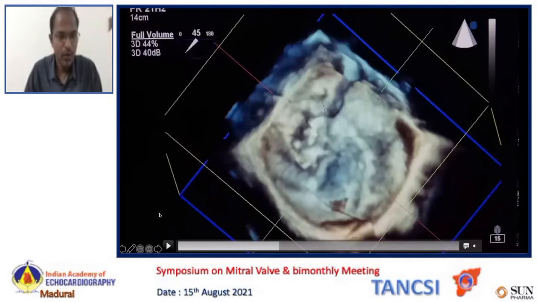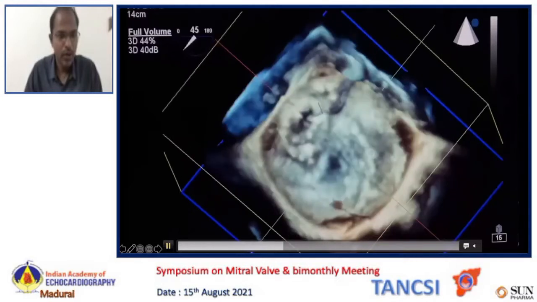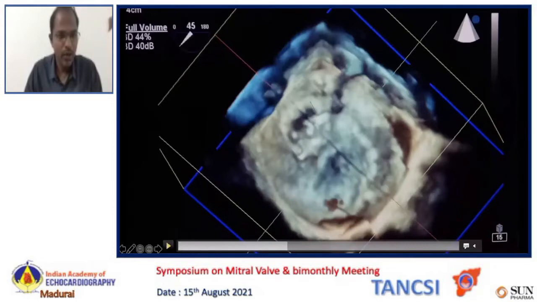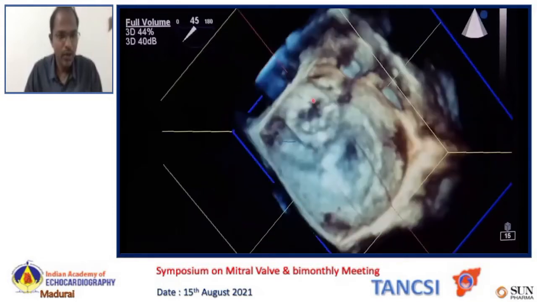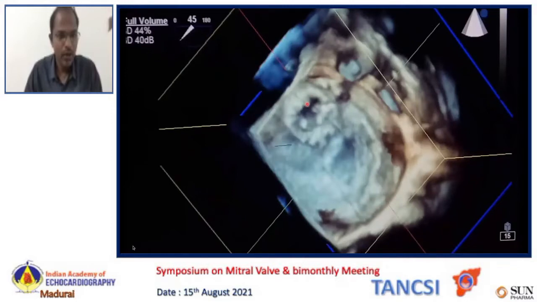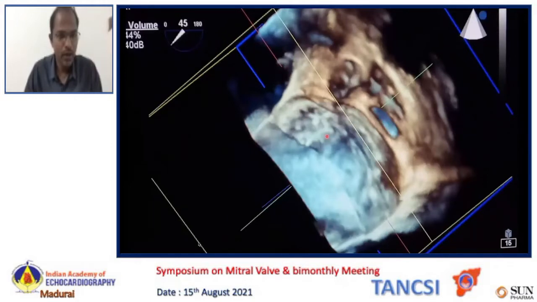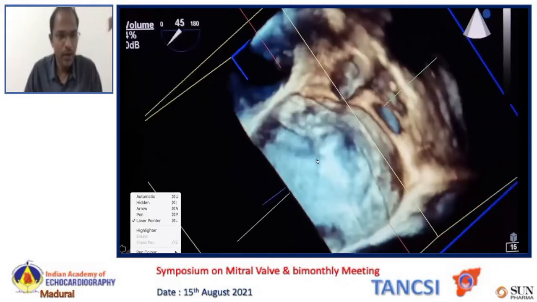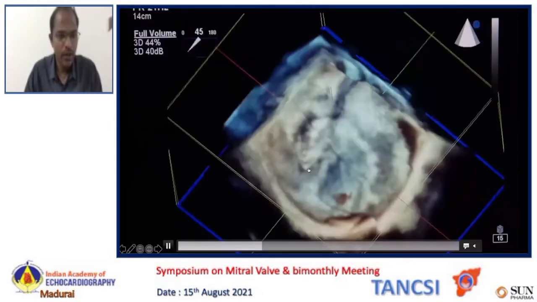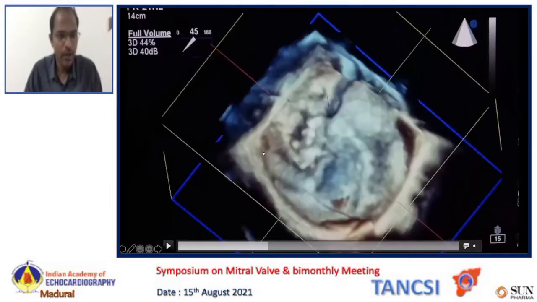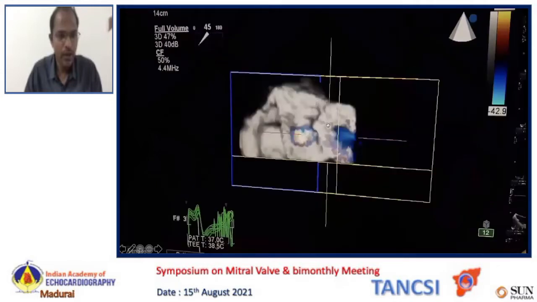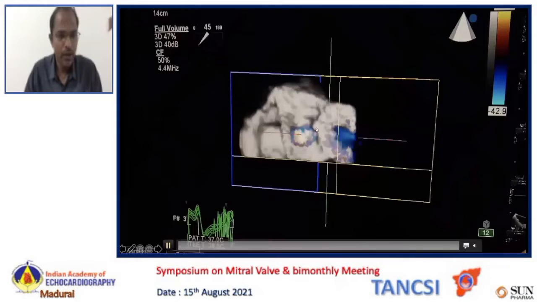full volume 3D rendered image, where you can see the mitral valve here, the prosthetic mitral valve. This is the tricuspid valve, this is the aorta, and this is the pulmonary artery. You can see the defect here at around 3 o'clock to 4 o'clock position. In the 3D image, the defect size came to be a little bit larger, around 5.5 millimeters. And this is the 3D color Doppler, where you can see the mitral regurgitation jet hugging the intra-atrial septum.